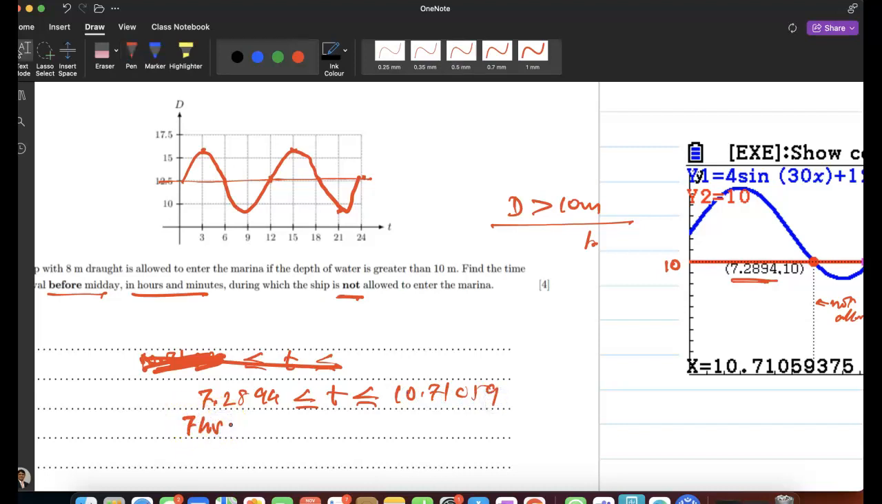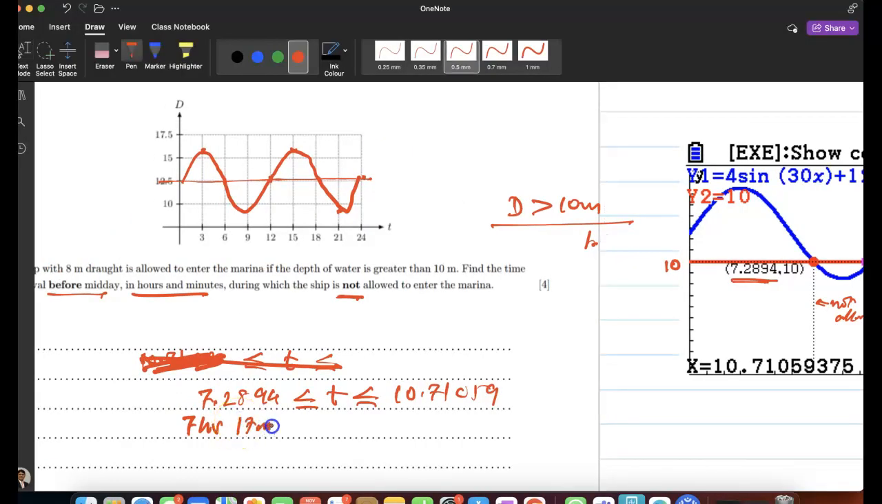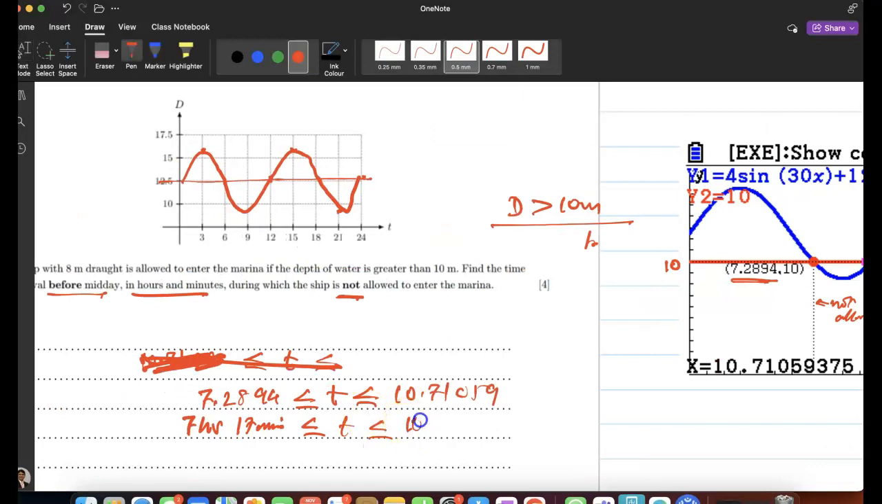Now you have to convert it. So 7 hours. Now to convert that 0.2894, you multiply that by 60. So go to menu. 0.2894 multiplied by 60 gives 17. So 7 hours 17 minutes is less than or equal to t. Then multiply 0.7105 by 60, which is 42, 43 approximately. So 10 hours 43 minutes. So between these times, it will not be allowed because the depth is less than 10 meters. Correct? So that's what we need to do.